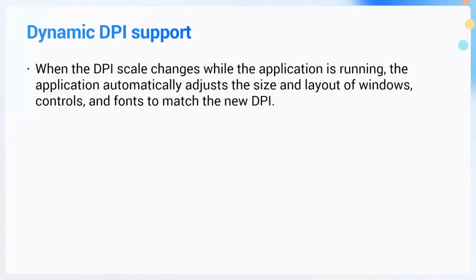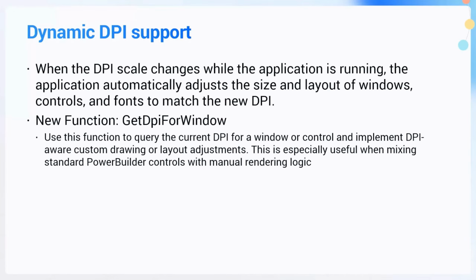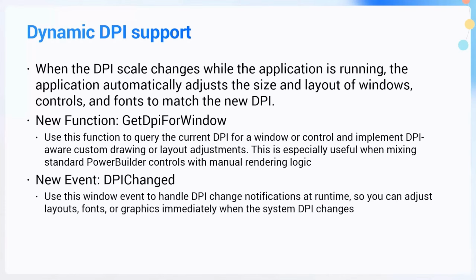We move on to dynamic DPI support. High DPI support was added in 2025, but it didn't dynamically change as the DPI changed. That has been introduced now. So now when the scale changes, the windows will automatically resize for the new DPI. There's a new function called GetDPIForWindow, which will tell you what the current DPI is. And there is a new event, DPIChange, that will get triggered when the DPI is changed.